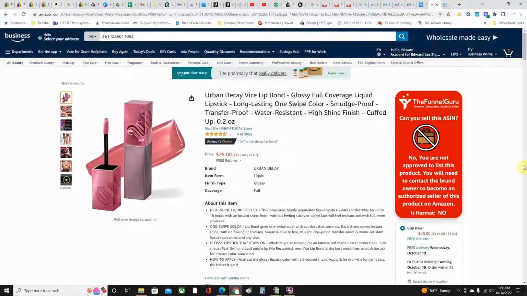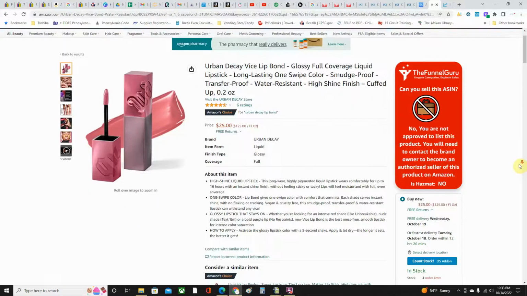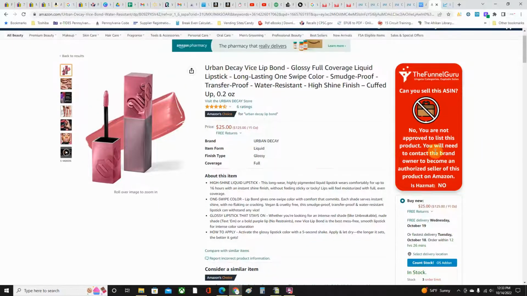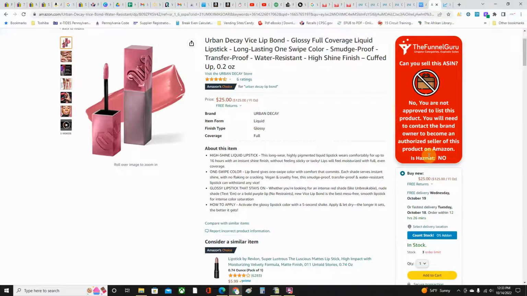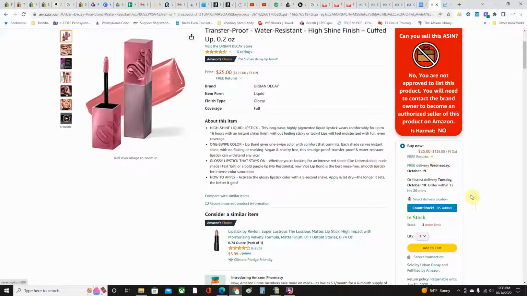Let's go back. All right, I just went back to a random listing because I wanted to show you guys something. I can't sell this ASIN because I need the brand owner's approval, which is fine. I'm not trying to sell it. I only came here to show you one thing. Usually that add-on will have a button down here when the buy box is not suppressed. Usually when it's suppressed, you got to go up here to your menu and click on it. But when it's not, it'll be right here.